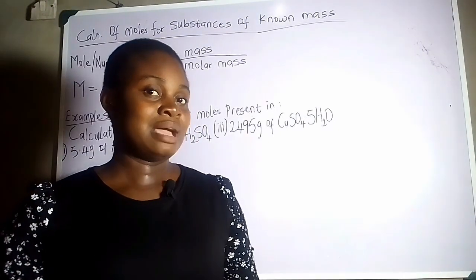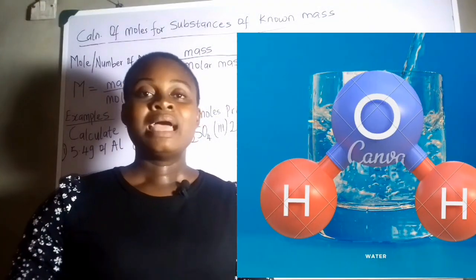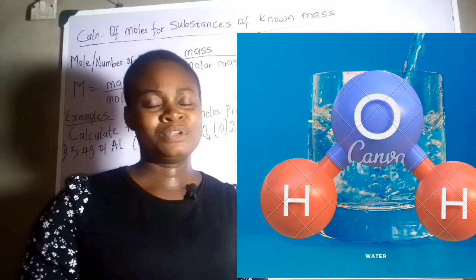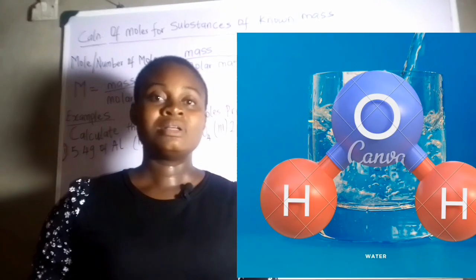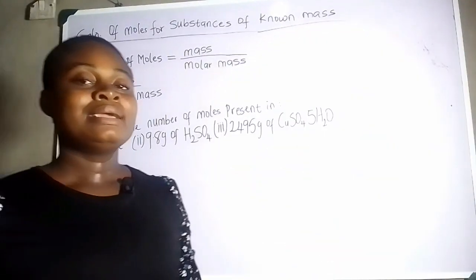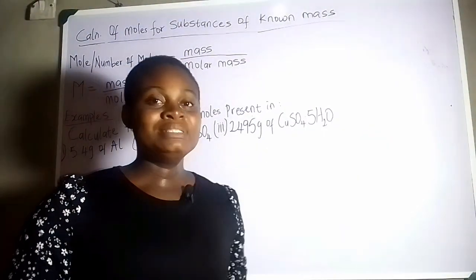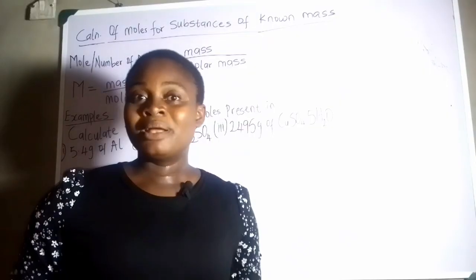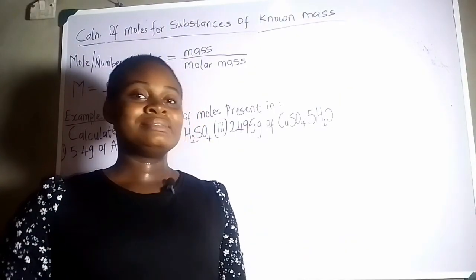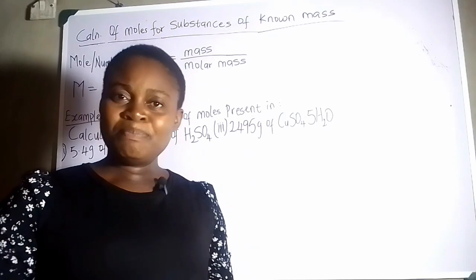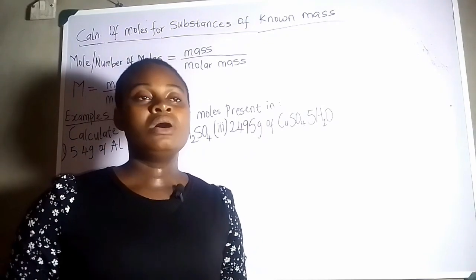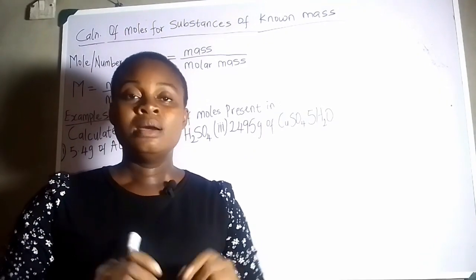Take water for instance, it is 18 gram. I can measure out 18 gram of water and it will give us exactly 1 mole of water. In some textbooks, they say it is mole. In another textbook, they say it is number of moles. Another textbook can say amount. Another can say amount in mole. Depending on the one you see, all are still pointing to one thing, mole.